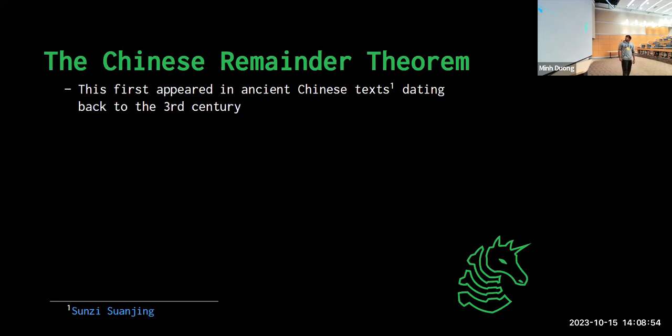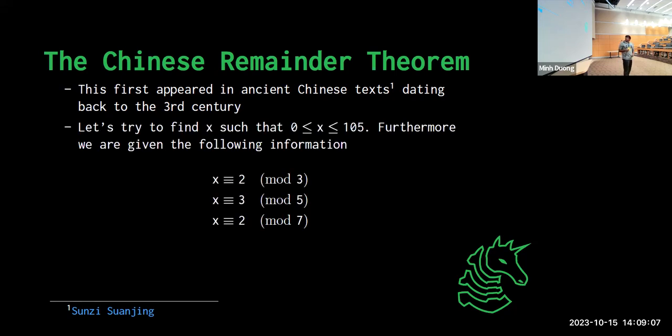So in the 3rd century, Sunzi Suanjing, I'm going to very much butcher this name, first created an ancient Chinese text that depicted the Chinese Remainder Theorem. And the original problem was, let's find some x such that x is between 0 and 105. 105 was the original number. And we can divide 105 by these 3 prime factors. The main thing to note is that they are all co-prime to each other, so they don't intersect.